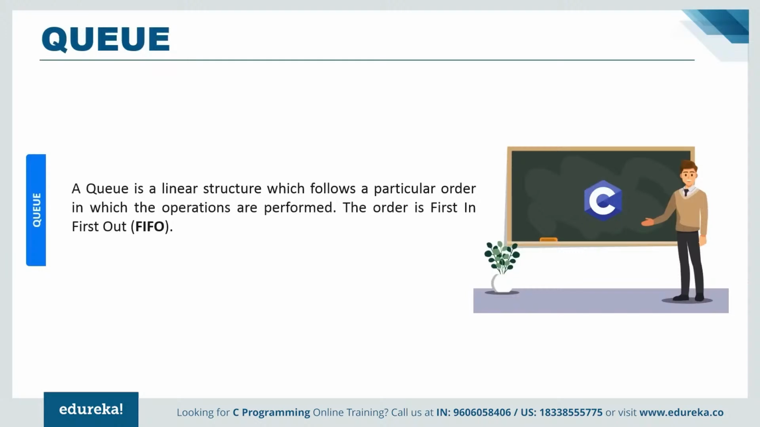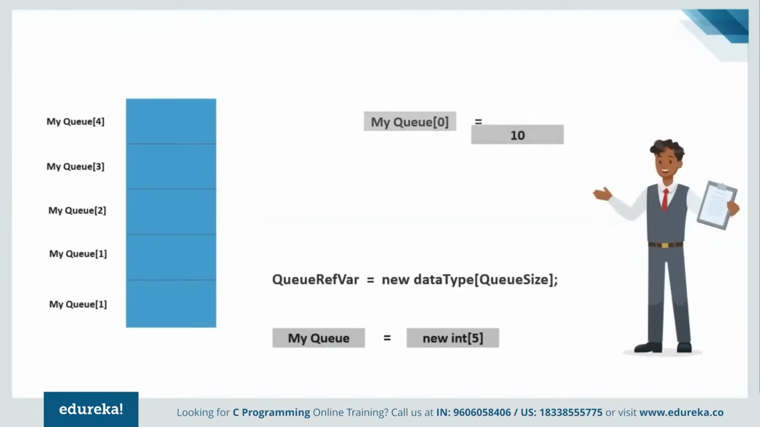Now the definition says that a queue is a linear structure which follows a particular order in which operations can be performed. The order is first in, first out. Let us understand the terminology of queue. Similar to stack, the elements are pushed into the queue.